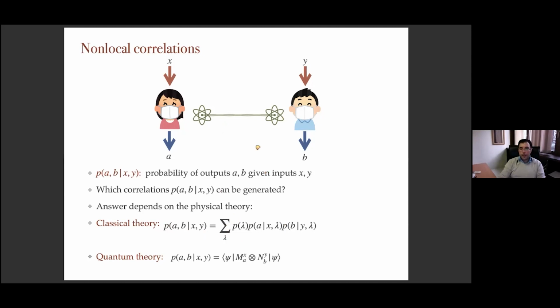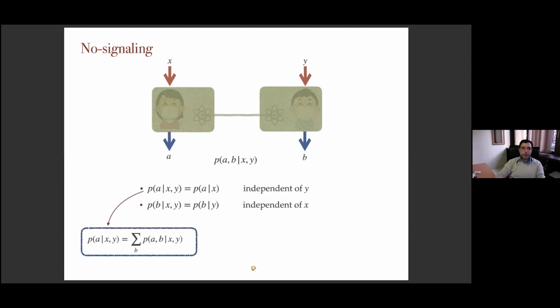In the quantum case, this source is a shared state, a quantum state, which I denoted by this vector psi. And then these are the measurement operators of Alice and Bob. When you compute the sandwich, you get this joint conditional distribution. So in the quantum case, the distributions are realizable if they can be written in this way, where M and N are POVM elements.